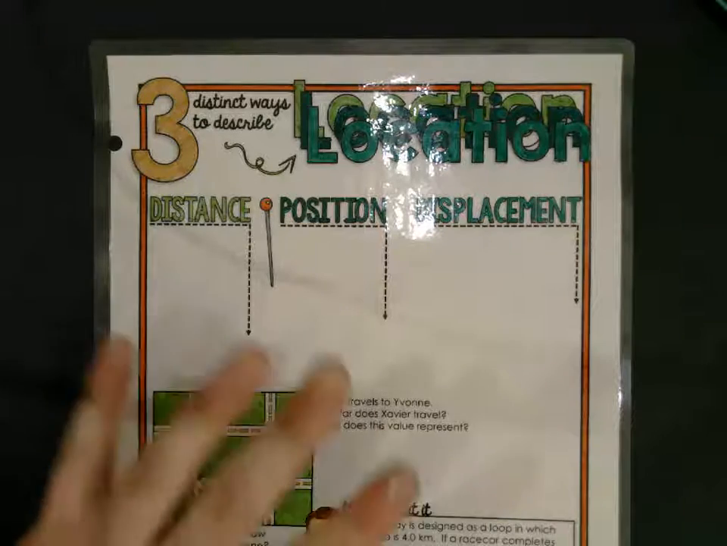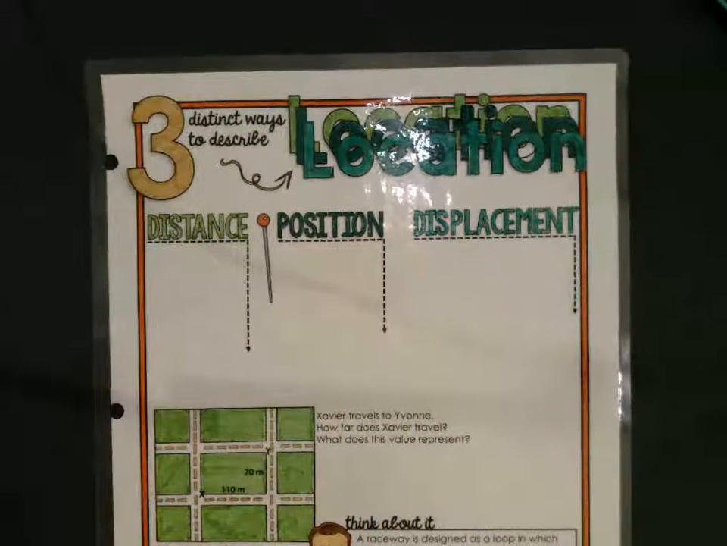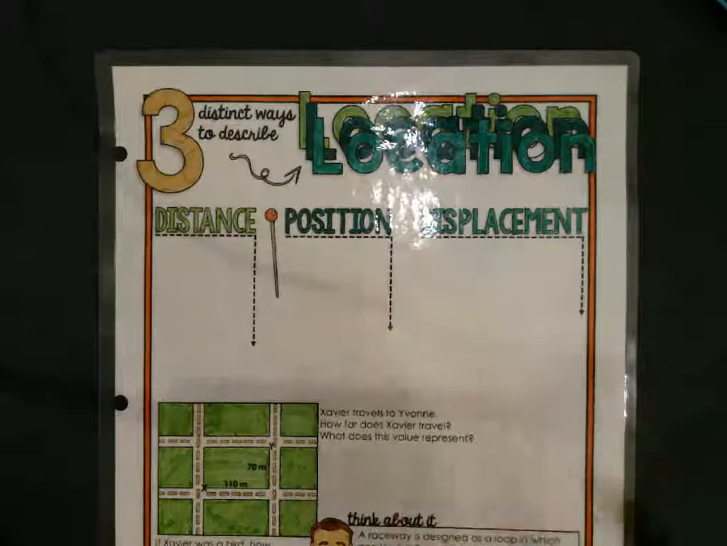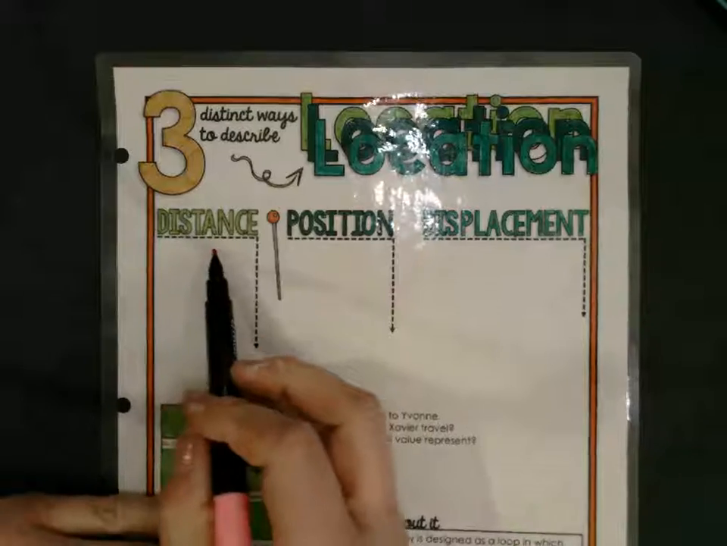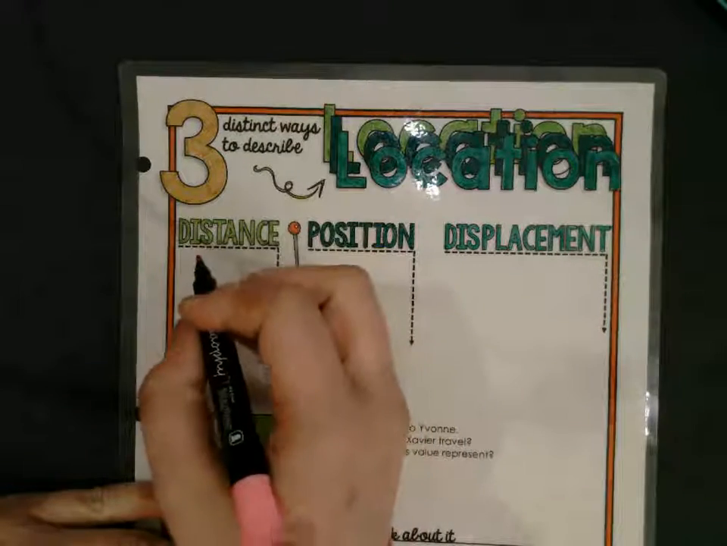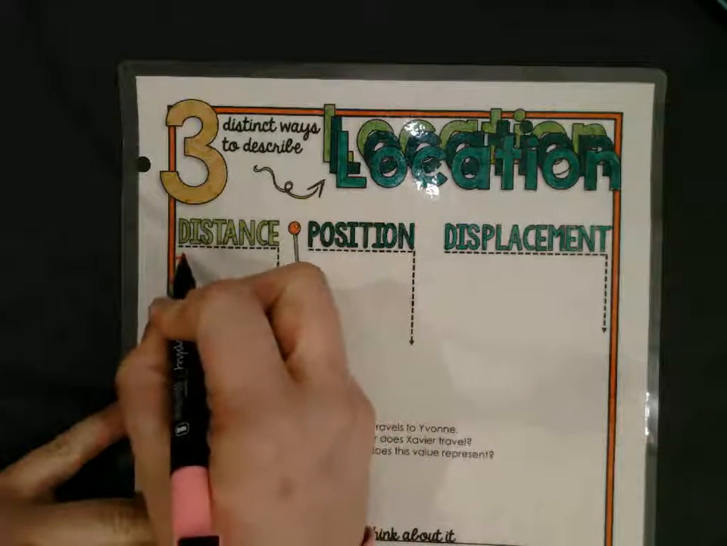So we're going to talk about the three ways we describe location in physics and the symbols that we use for all of them. The first way we describe it is by distance. Distance is the total length of the path traveled.